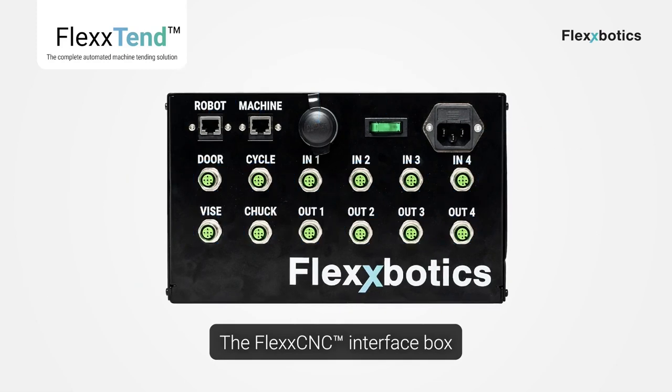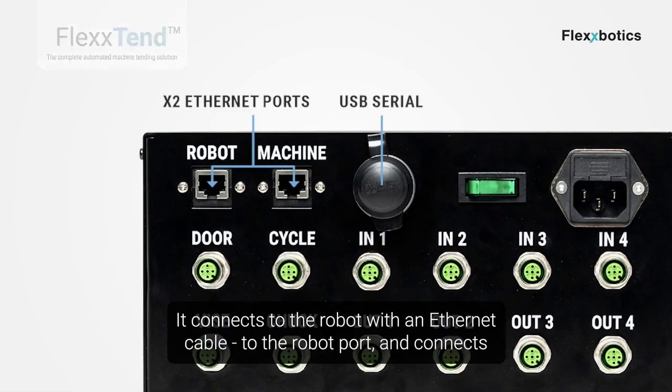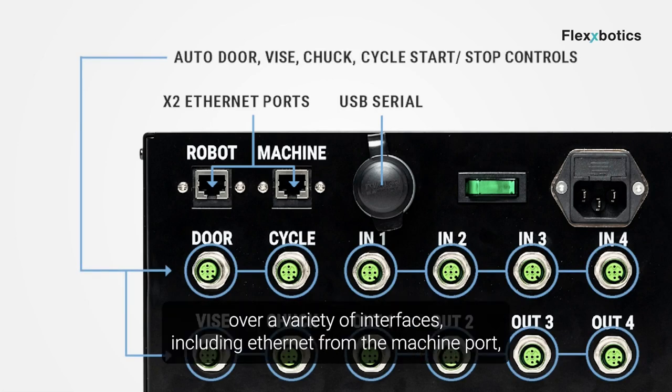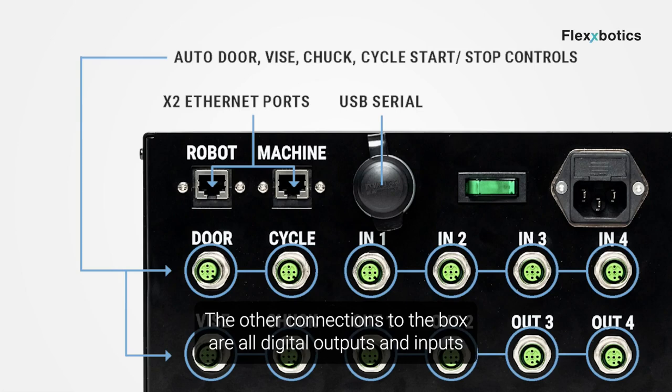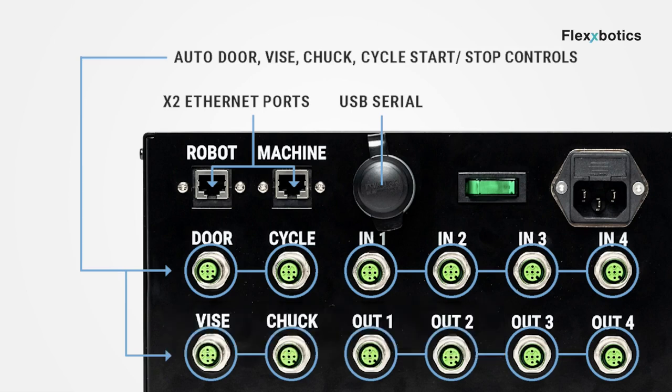The FlexCNC interface box is the physical interface between the robot and the machine. It connects to the robot with an Ethernet cable to the robot port and connects to the machine over a variety of interfaces including Ethernet from the machine port, serial via the USB port, or digital I/O via an input. The other connections to the box are all digital outputs and inputs using M12 connectors that are dedicated to various peripherals like the door and the vise.